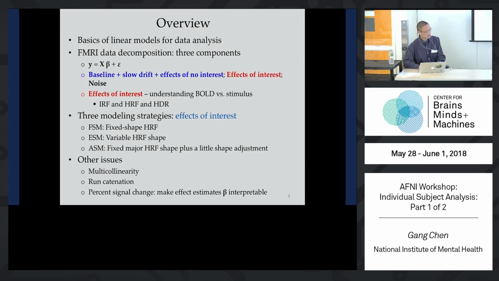So the next thing about the design matrix: for the stuff we don't care about, we still break it into three subcomponents. One is the baseline, one is the slow drift, some people call it low frequency components. Then other stuff, usually head motion parameters, right? We usually try as much as possible to correct for head motion, but that step usually is not perfect. So we still need to consider incorporating some of those head motion parameters into the model.